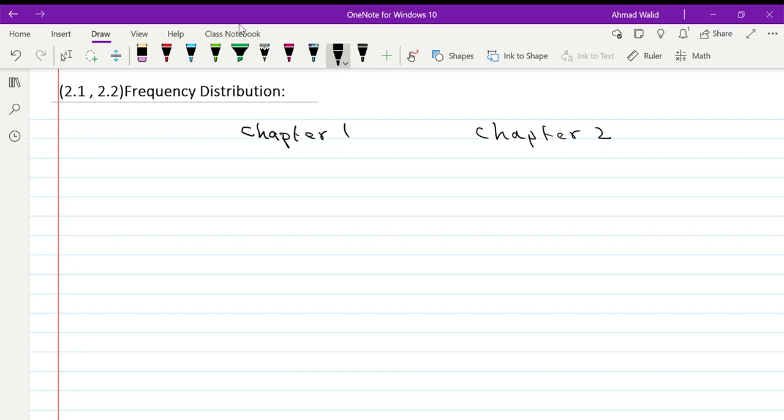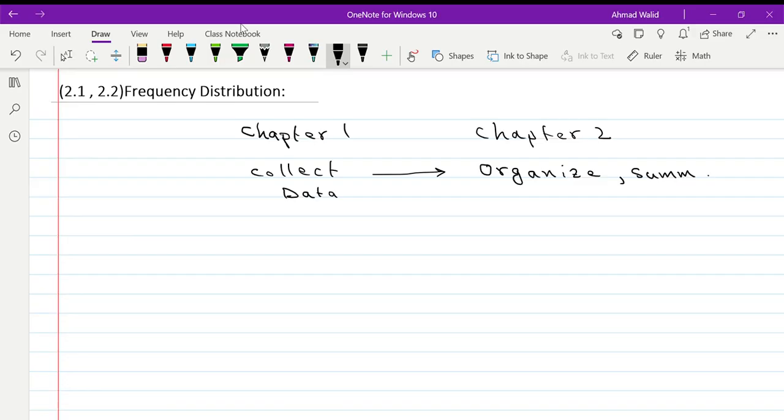In chapter 1, we learn how to collect data, correct? In chapter 2, we are moving slowly from collecting to organizing, or summarizing the data, correct? This is the difference.